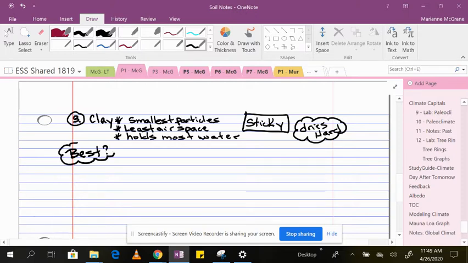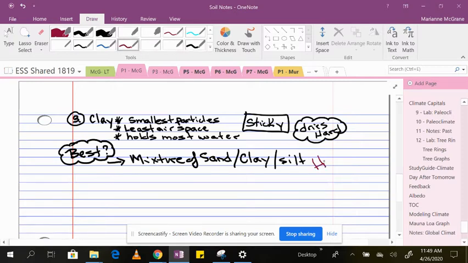the very best soil is going to be a mixture of all three. Mixture of sand, clay, and silt. And this is called humus. No, sorry. This is called loam. So a mixture of all three, and it is called loam.